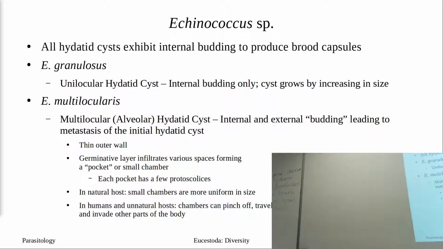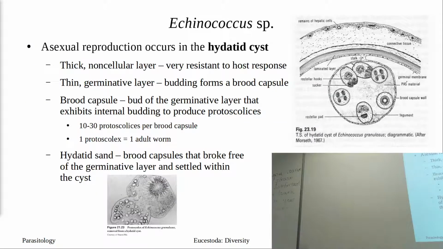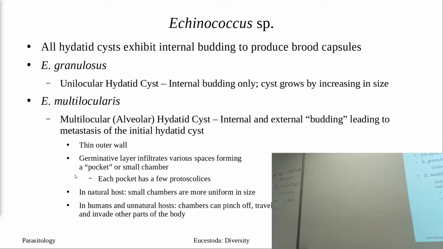So if you can imagine, a very small part pinches off, gets into the circulatory system, and then gets carried to the lungs. The unilocular cysts can't do that. They're kind of in place. Multilocular cysts could. All right? And the reason is that instead of having this thick acellular layer like we have in the unilocular cyst, the multilocular cysts have a very thin outer wall, and that gives it its, I don't want to say fluidity, but the ability to move and find its way into these crevices.